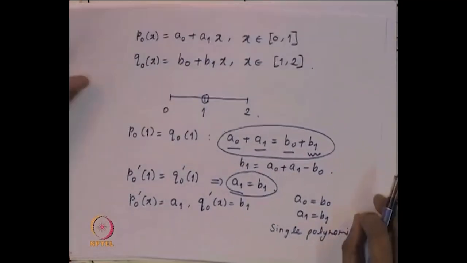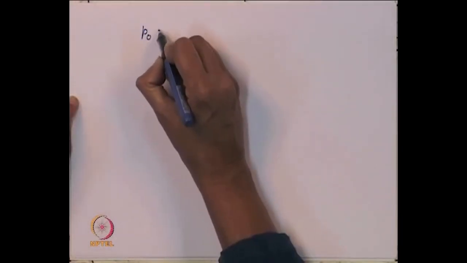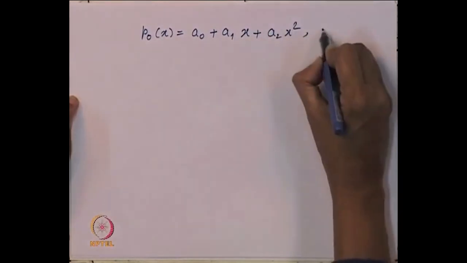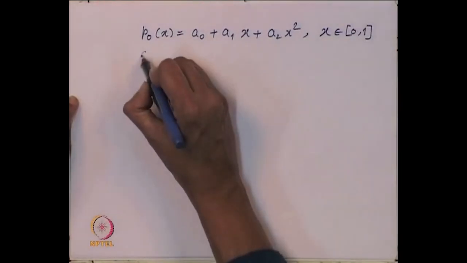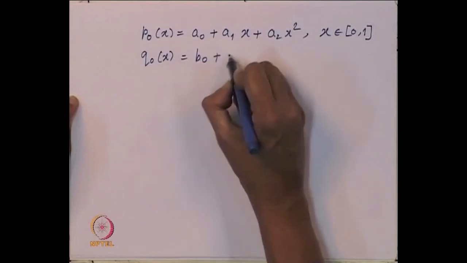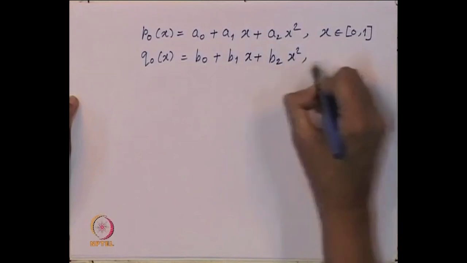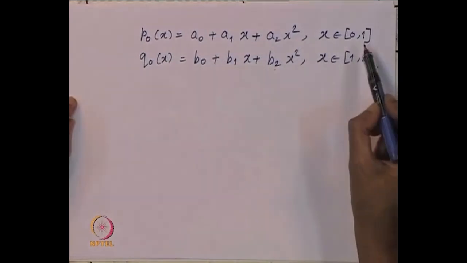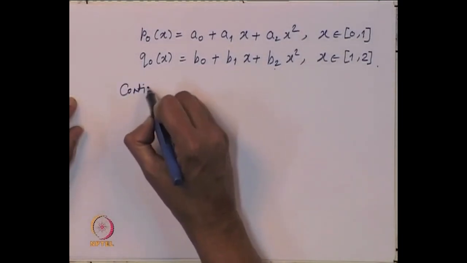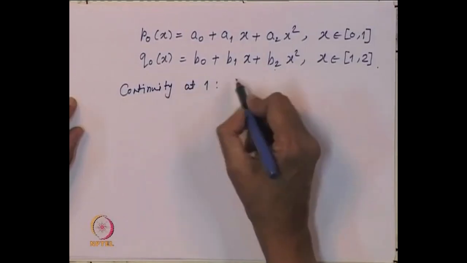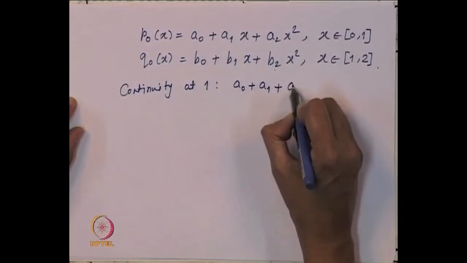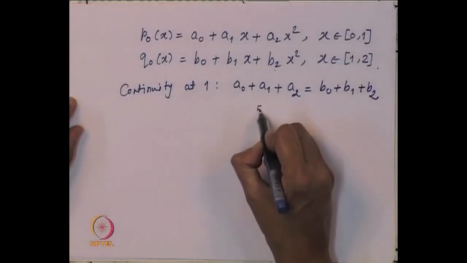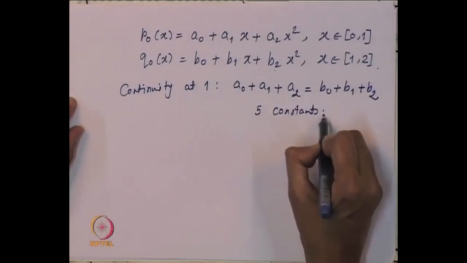Next, let us look at the case of quadratic polynomials. So, look at p 0 x equal to a 0 plus a 1 x plus a 2 x square, x belonging to 0 to 1, and q 0 x equal to b 0 plus b 1 x plus b 2 x square, x belonging to 1 to 2. So, we have got 6 constants which can vary independently. Continuity at point 1 implies that a 0 plus a 1 plus a 2 has to be equal to b 0 plus b 1 plus b 2. So, that means we have got only 5 constants which are independent.